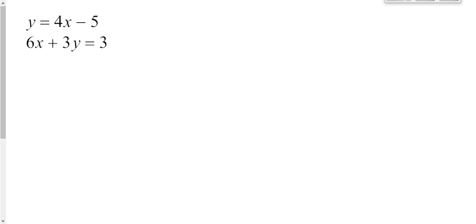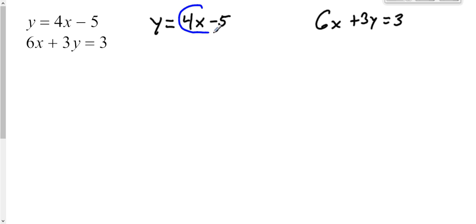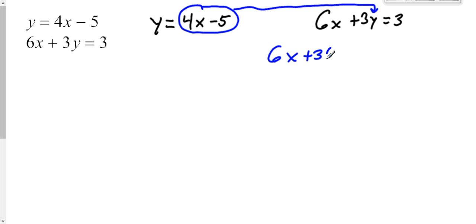Let's try that again. Once again, I have a y equals, so we are able to use substitution. So y equals 4x minus 5, and then we have 6x plus 3y equals 3. I'm going to take this whole thing right here, plug it in for y. So we have 6x plus 3. This is where I would have written y originally. And we're going to substitute the y out, and we're going to plug in my circled expression.